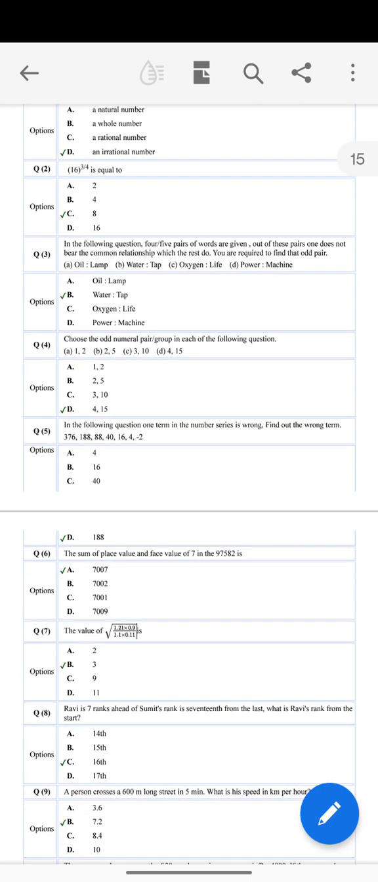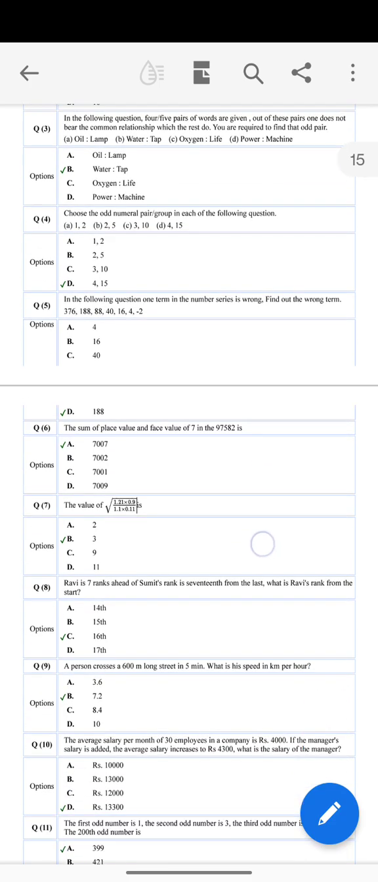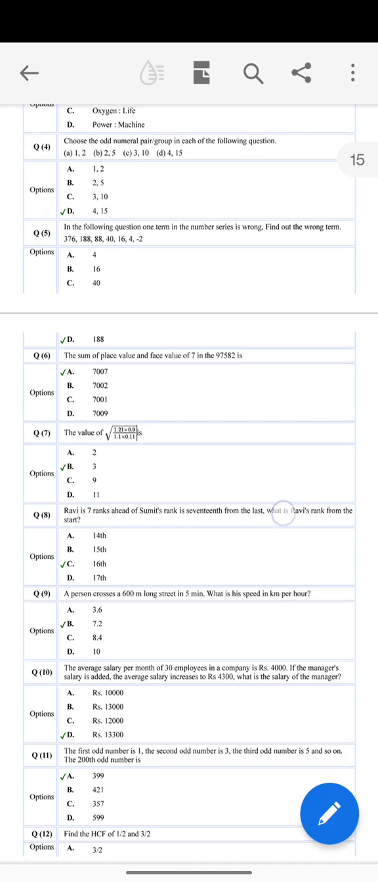Again question number 3, in the question 4-5 pairs of words are given. Out of these pairs, one does not bear the common relationship with which the rest do. You are required to find the odd pair, which means this is a question from LR subject. You have to find the odd one out. Okay, now let's move forward. Again, question number 4 is also odd pair out. Question number 5, it is a question from number series topic.